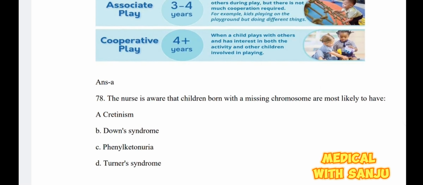Question number 78. The nurse is aware that children born with a missing chromosome are most likely to have option A cretinism, option B Down syndrome, option C phenylketonuria, and option D Turner syndrome. Missing chromosome, this is called Turner syndrome. Option D is right answer.